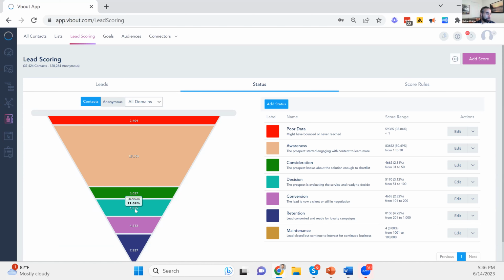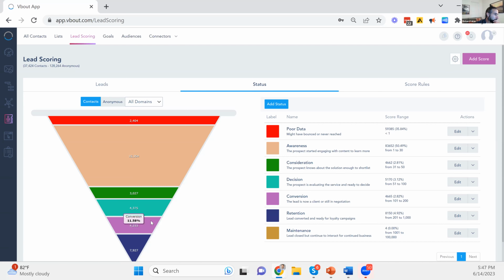4,000 in decision, and the decision phase is going to depend strictly on you. If you have a long sales cycle, that means the person got a proposal, they got the contract, but they need a month or two to sign it, right? During that month, we can continue the scoring. You can scrape this, but in VBOUT, we have about a 3-month sales cycle. So we have an active sales cycle.